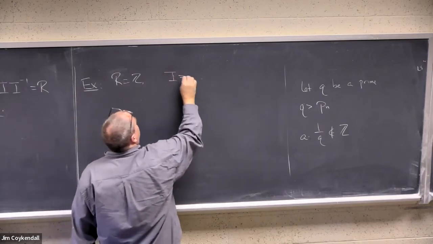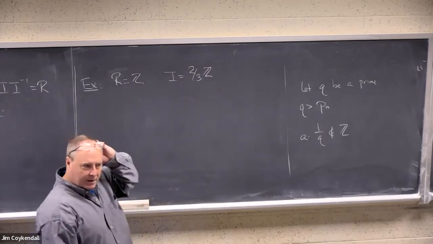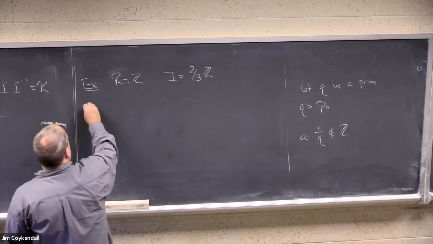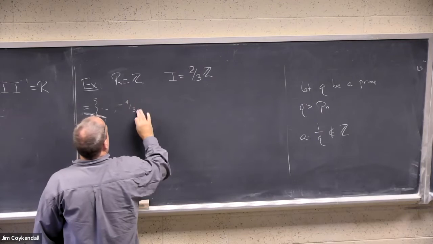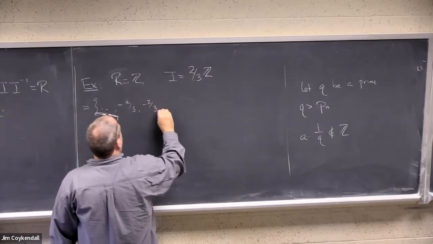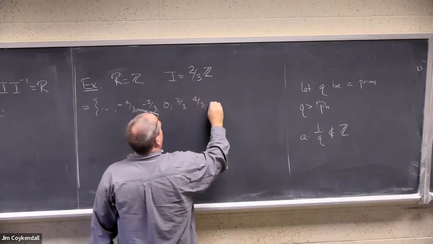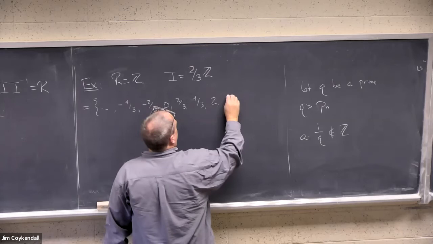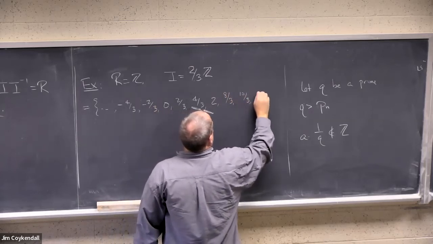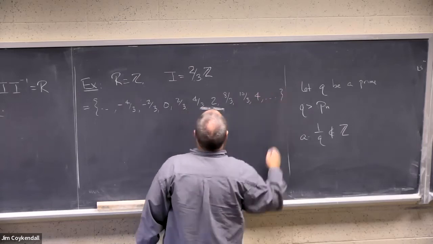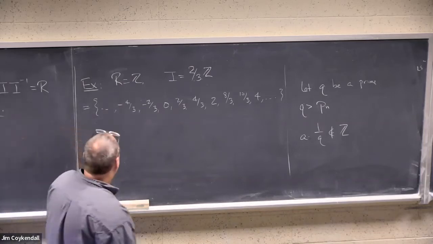Let's say I equals 2/3 Z. Right, so this is 4/3, 2/3, 0, 2/3, 4/3, 2, 2/3, 7/3, 4. Anybody?